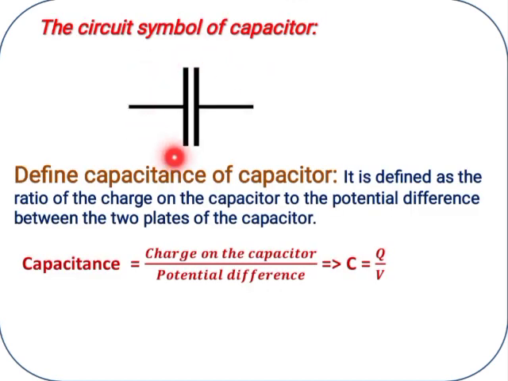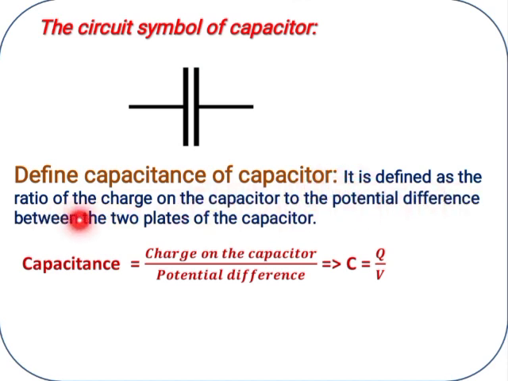This is the circuit symbol of a capacitor. Two equal parallel lines show the circuit symbol for the capacitor. Whenever we draw a circuit diagram and introduce a capacitor, we have to draw it in this way.